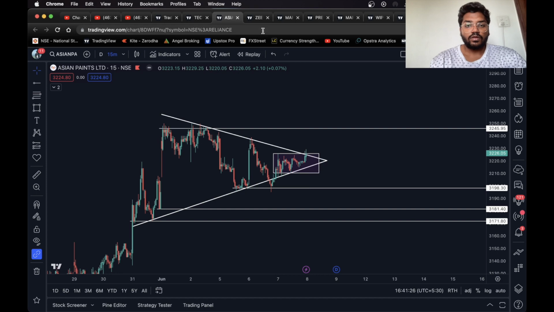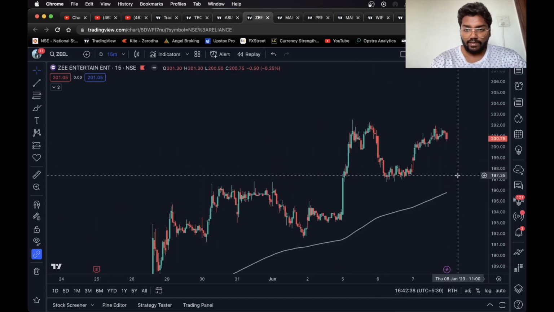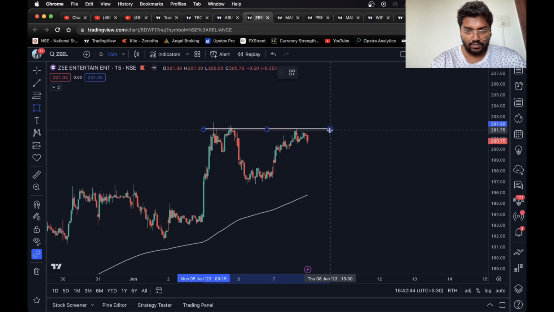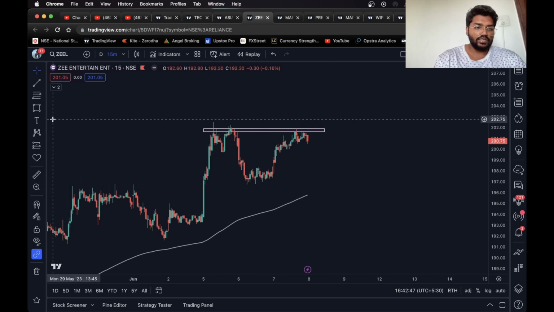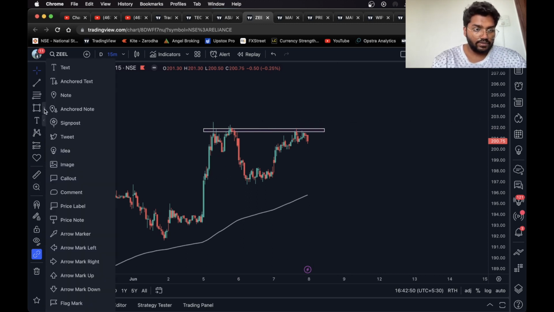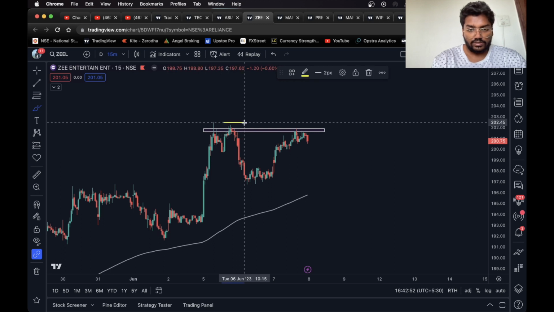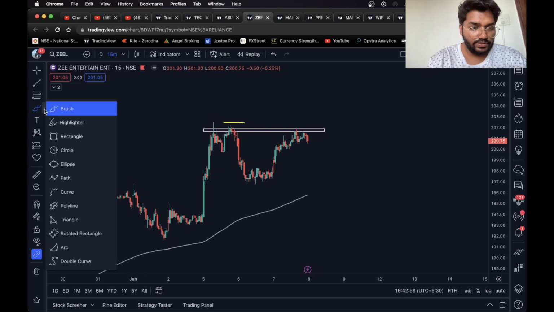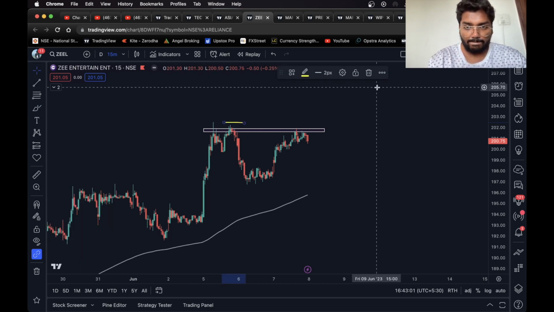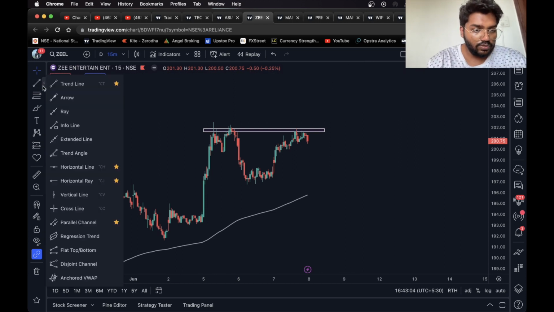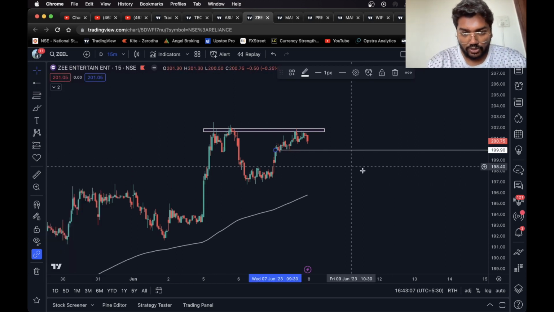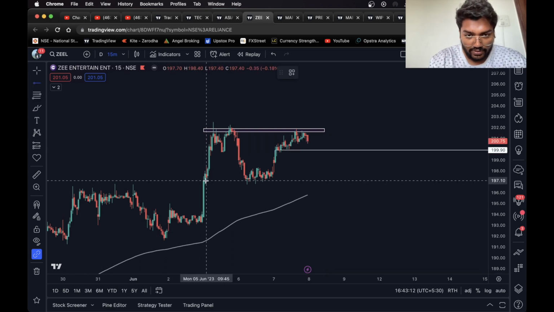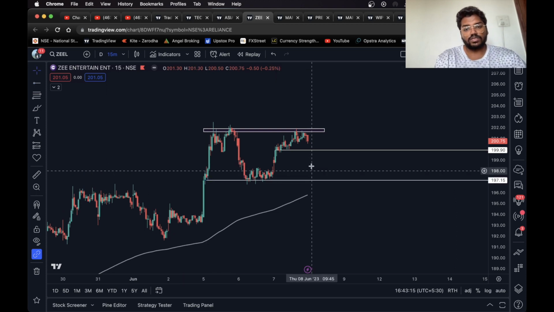Moving on to the next one, we have Z. Z, as you can see, has formed a double top here. This is the first top, this is the second top. So what you can do is you can look for a short trade here. A short trade can be taken after it sustains below this level. This area looks like a crucial support level.